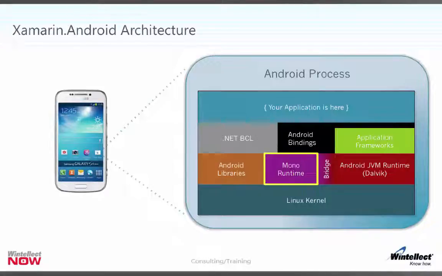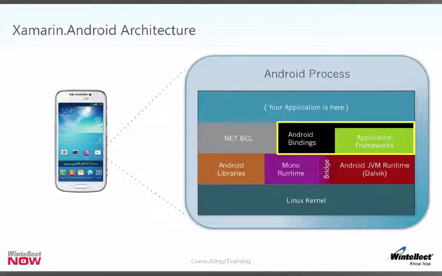Next, it includes an API binding layer. This provides thin wrappers for the Java-based Android APIs so that C# can easily work with all the built-in application frameworks, including the native UI controls. There's also support for creating your own bindings to wrap third-party Java components which you might want to use in your application.